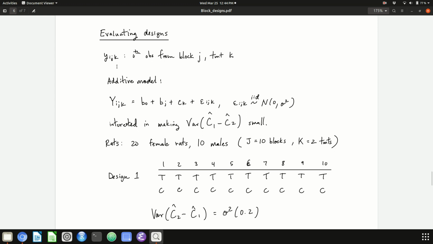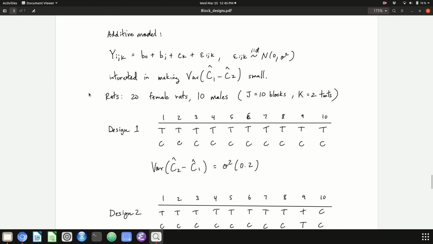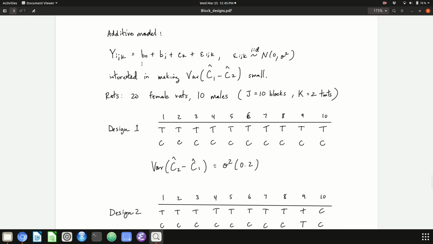Little y_ijk is the ith observation from block j and treatment k. So you may have multiple observations from the same treatment level in the same block, which is why you need this extra index i to distinguish those multiples. An additive model would look like this. So you have block effects, these are the b_j's, and you have treatment effects, these are the c_k's, plus random error. What you're interested in this experiment is estimating the variance of the treatment effects.